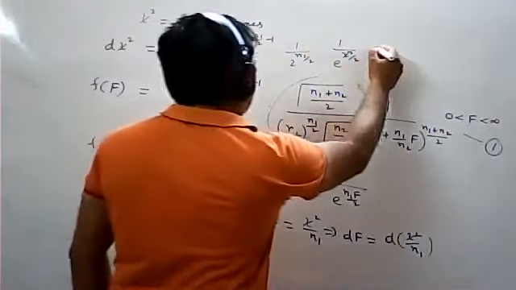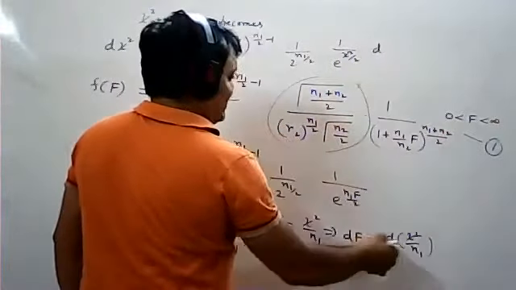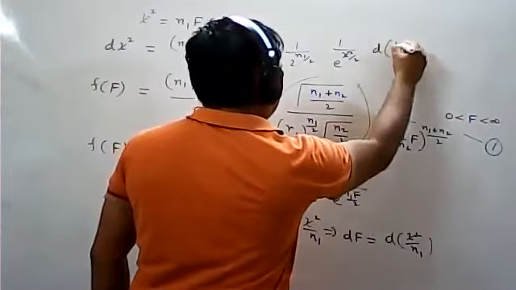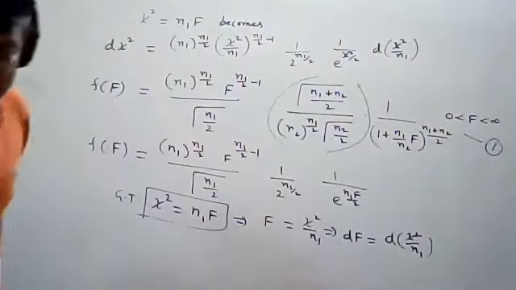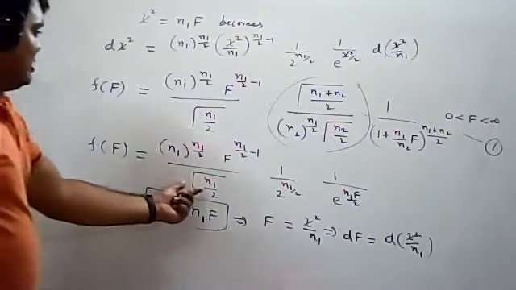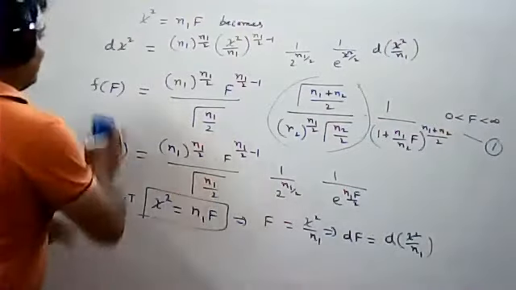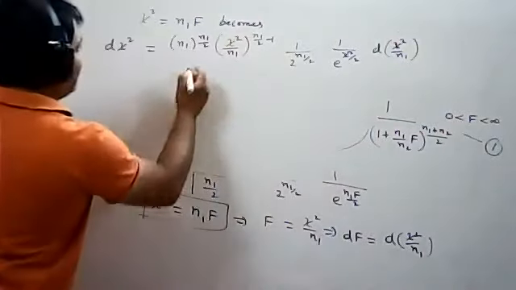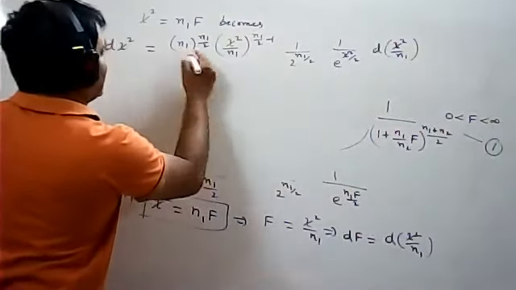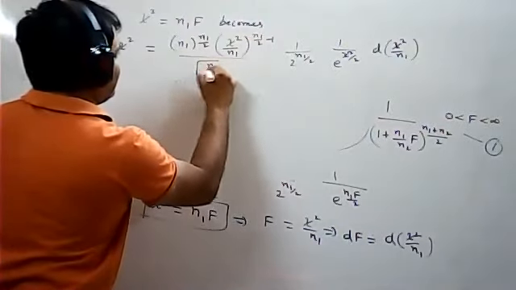Now differentiation you are applying. So df means d chi square by N1. In the denominator, what is the term you have? In the denominator you have only gamma N1 by 2. That I will write here.